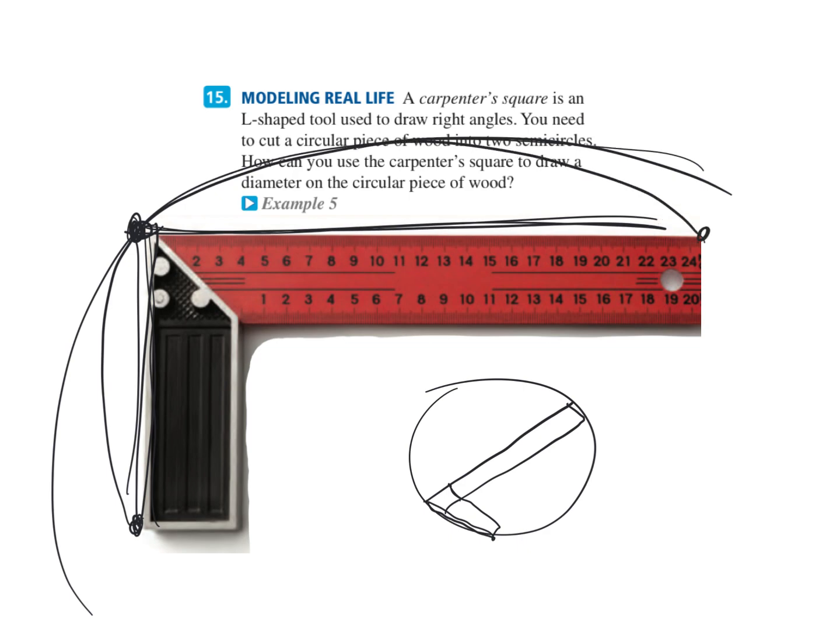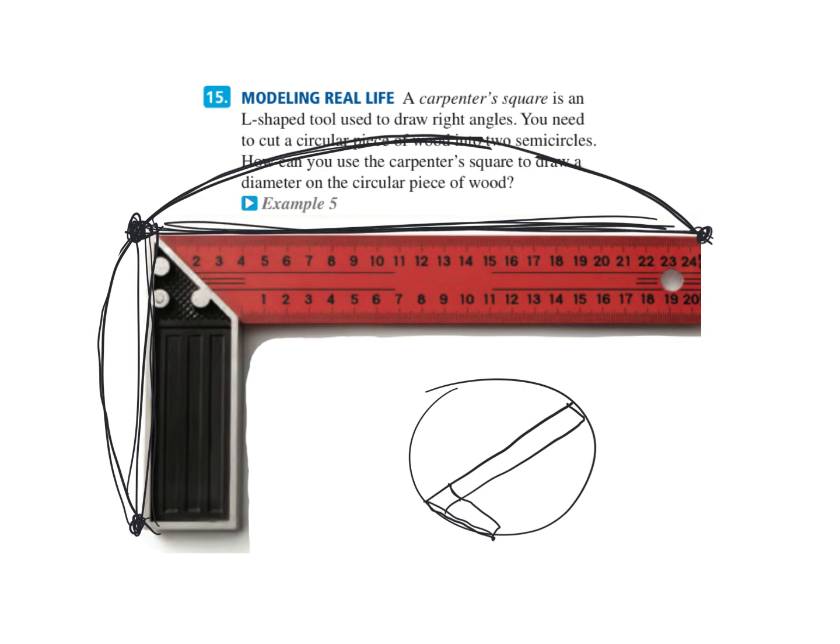So let me get rid of some of these drawings here. Oops. So these 3 points have to be on the circle. And then this would be your diameter. Hard to see with this picture, but that's how it's done.